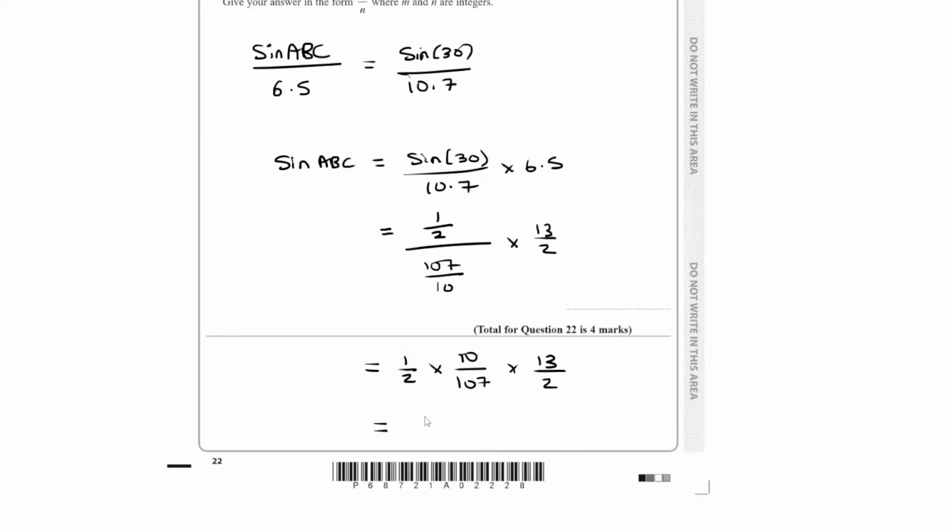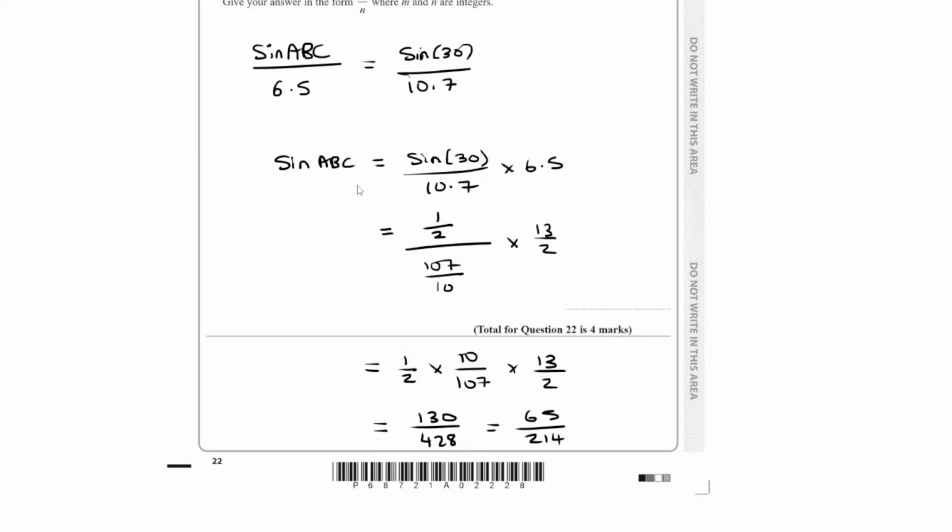I've got at the top 10 times 13, which is 130. At the bottom I've got 2 times 107, which is what, 214? And then double it again, 428 I think you should get. And then, I mean, they haven't necessarily said to simplify it, but I kind of just naturally did because it just halves. So I got 65 over 214.